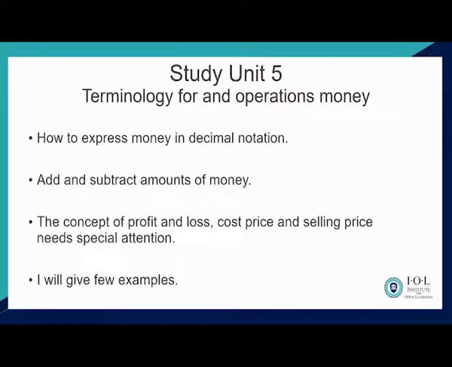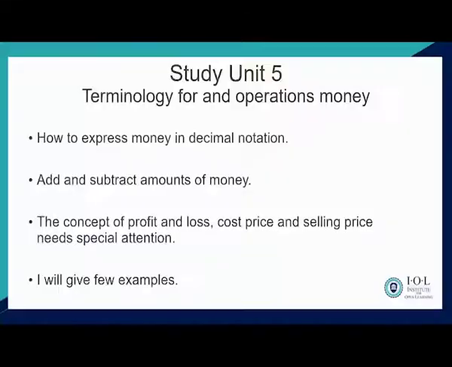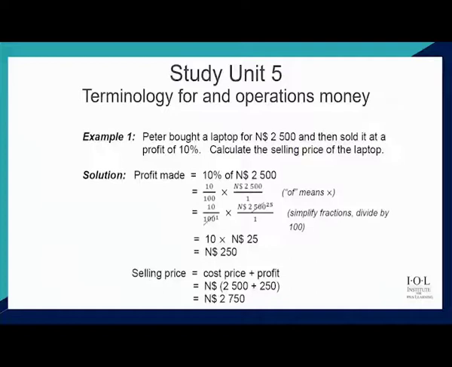For example, I bought a cell phone for $100, I sell it for $120. How much profit do I make? $20. If I sell it for $80, I make a loss of $20. I'll give you a few examples. Peter bought a laptop for $2,500 Namibian dollars and then sold it at a profit of 10%. Calculate the selling price of the laptop. Now, what is the first important thing? A profit. So it means you make money.